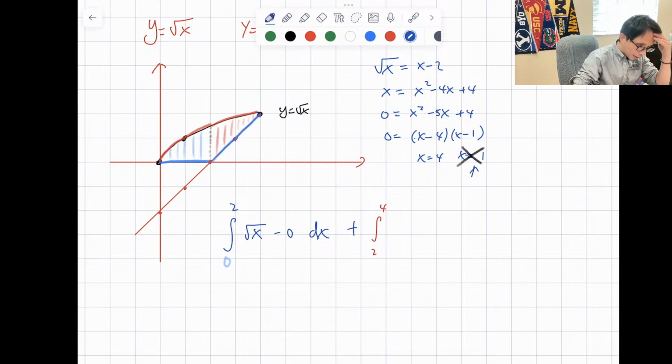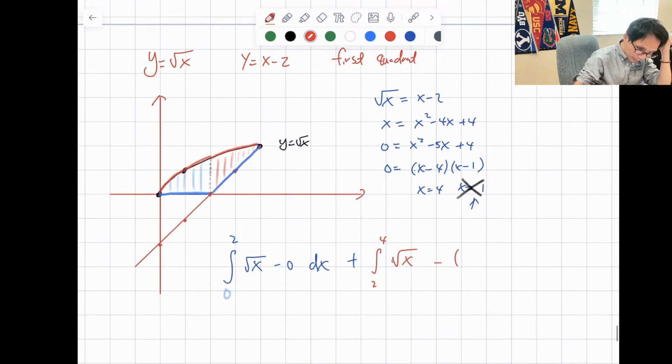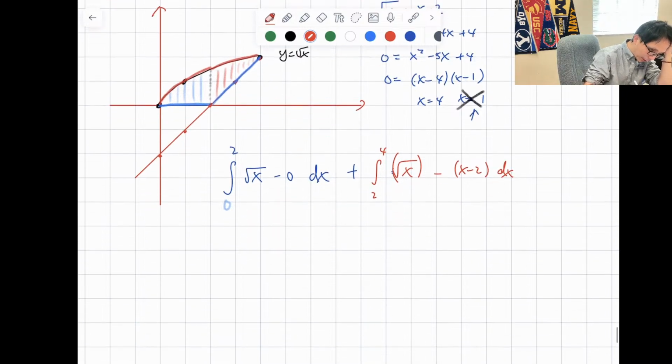What is the top function? Root x. Minus the bottom function, which is what? X minus 2. But please put a parenthesis every time, because that way you don't have the distributing issue. So I'm going to do the calculation.